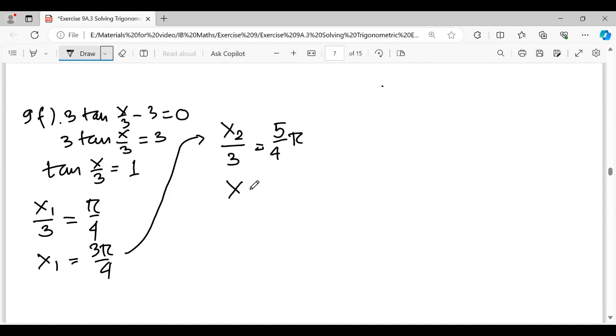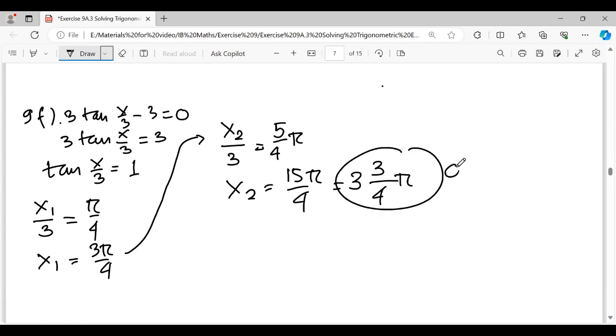So it means x2 equals 4 times 3 plus 3 pi over 4, then 2 pi. So x equals 3 pi over 4.